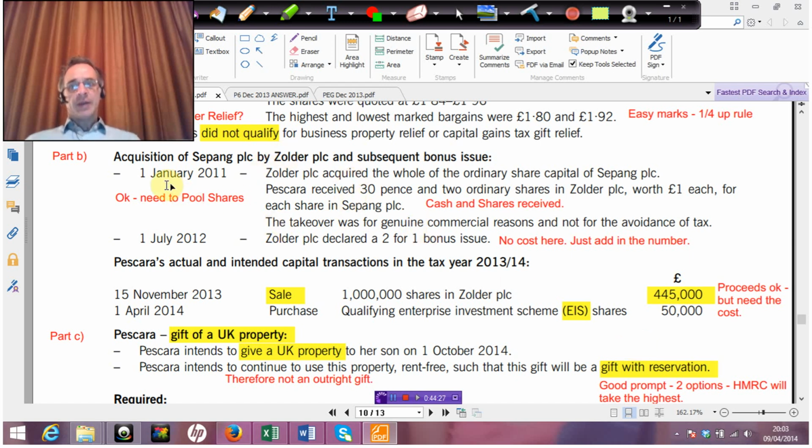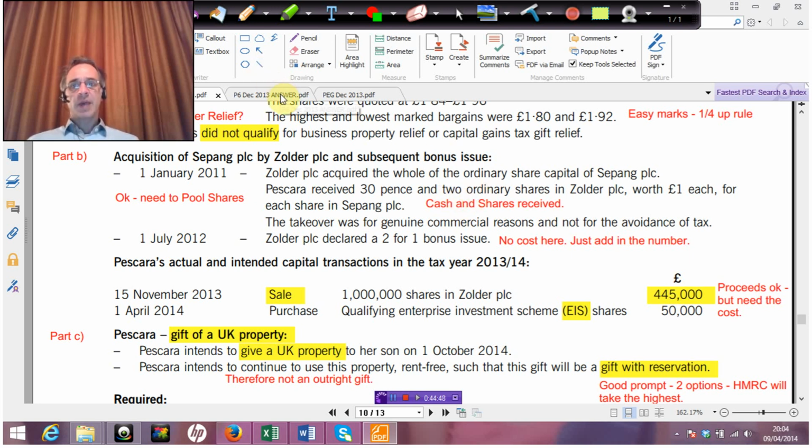So this acquisition took place in 2011. In other words, she received the cash and the shares in 2011. That's not our tax year, though. That's well before our tax year. So I'm not really interested in how much CGT this 30 pence cash crystallized. What I'm interested in is what's left in the share pool.